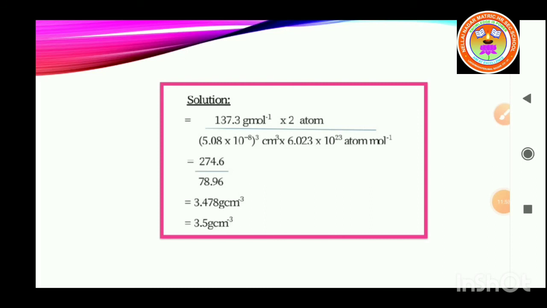Shall I multiply all the values? It becomes 274.6 divided by 78.96. If it is divided, it becomes 3.478 gram centimeter minus 3. So, shall I round up the value? It becomes 3.5 gram centimeter minus 3. Okay, now clear?